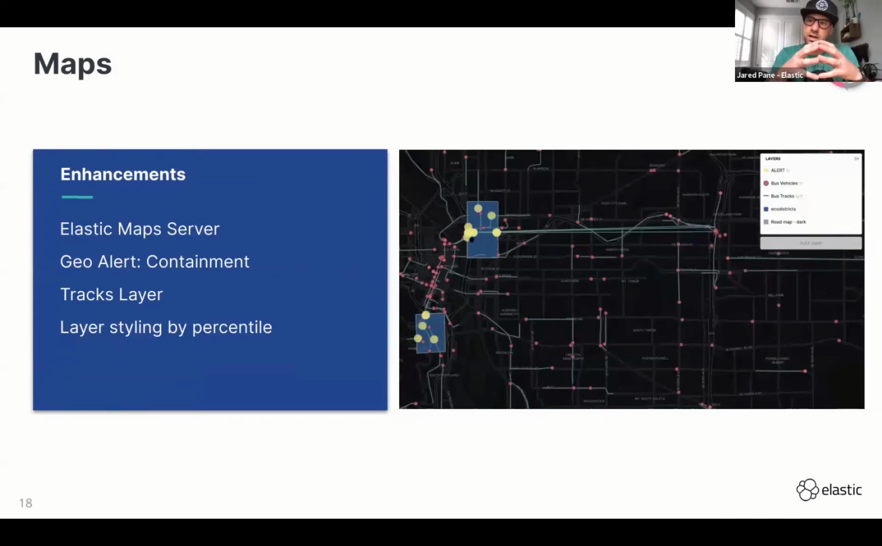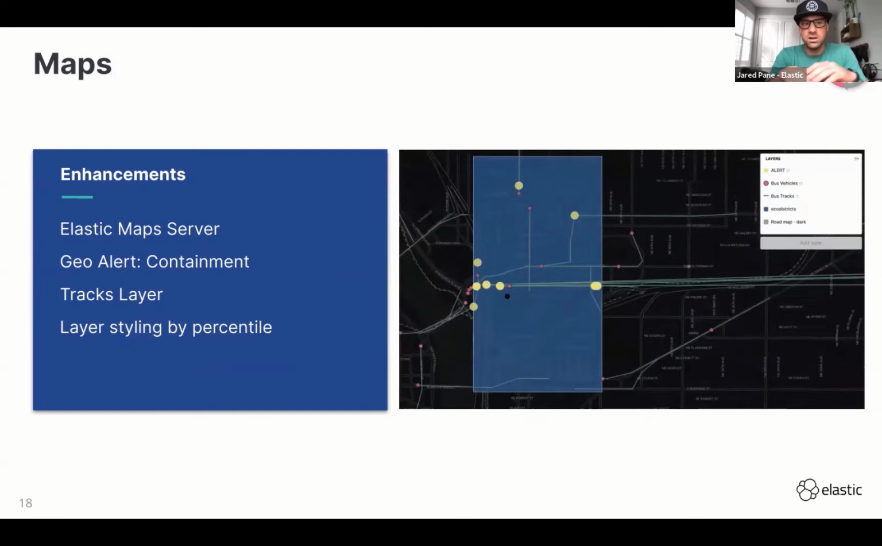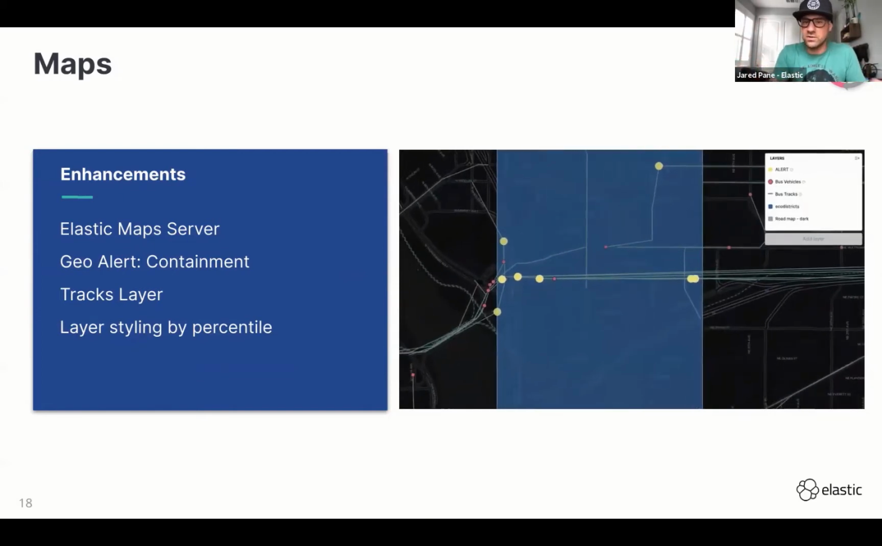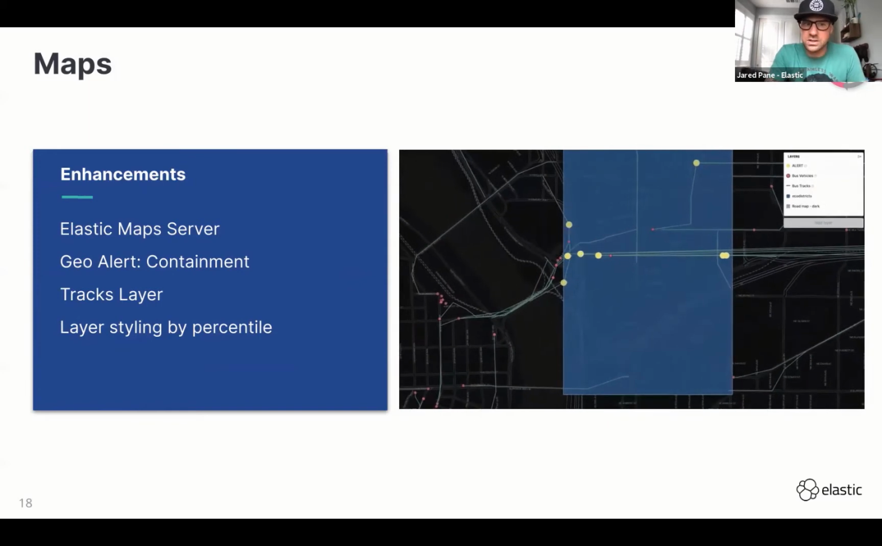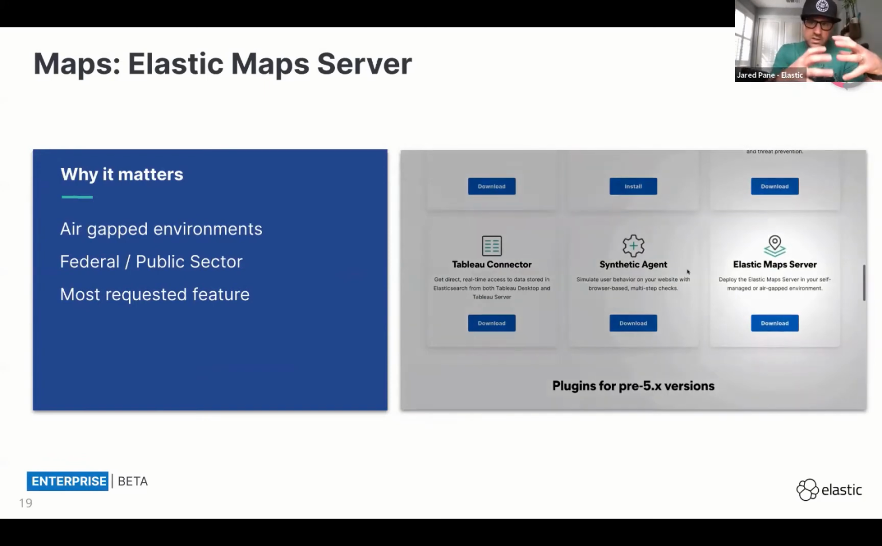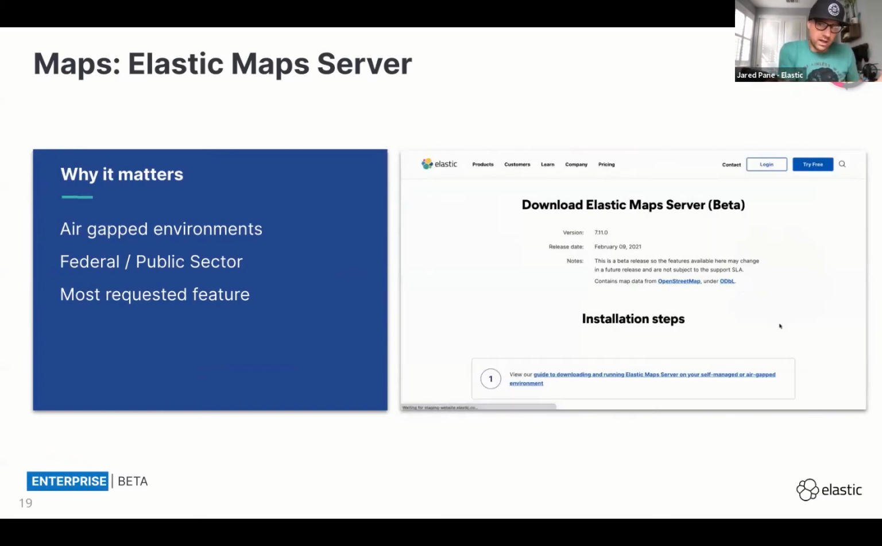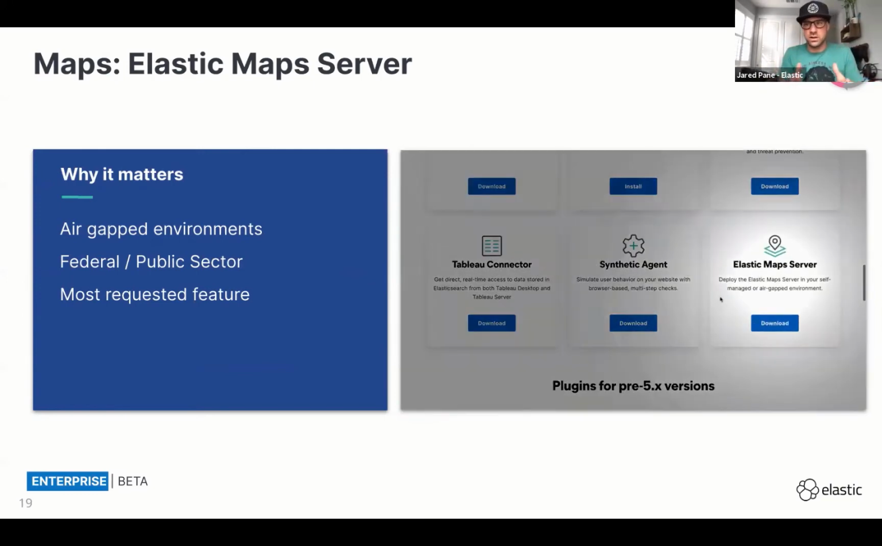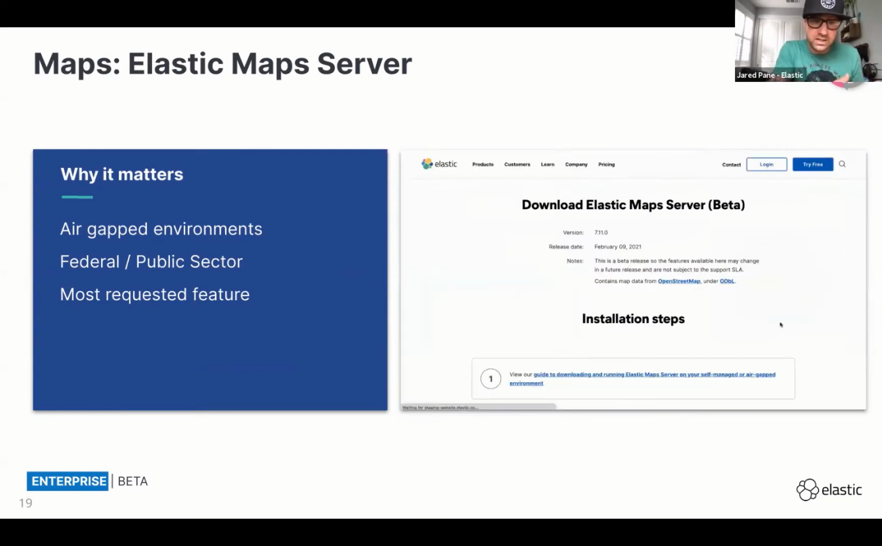So we created an Elastic map server that allowed you to create your maps and bring them online. We have geo content, tracking layers, and layers by styling percentage, and we'll go into that, right? So Elastic map server, what it does is prior to this, we hosted the Elastic map server. We had it all ourselves. You connected directly from Elasticsearch into the Elastic map server.